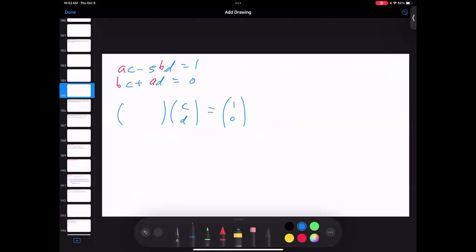And what are my matrix elements going to be? It's just going to be A, minus 5B, B, A. How do we solve this matrix equation? How do you find C, D?